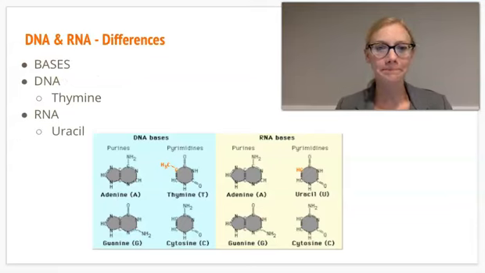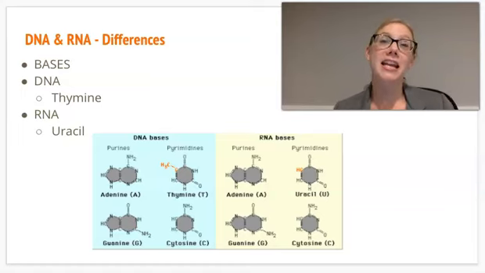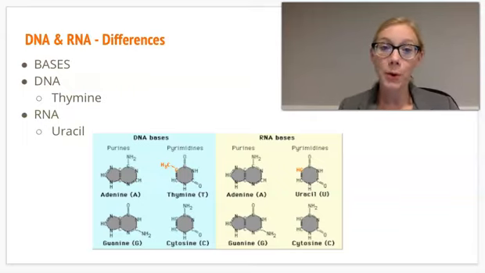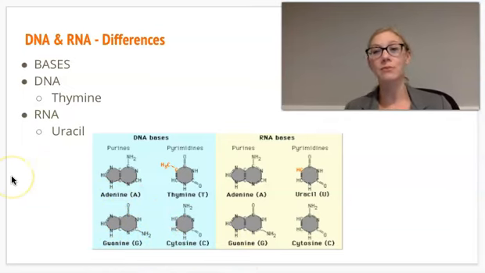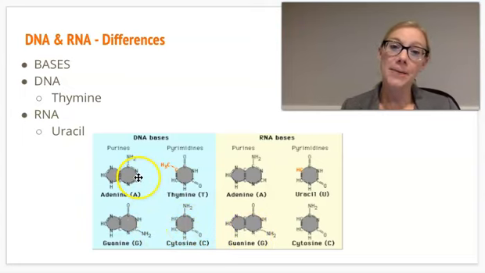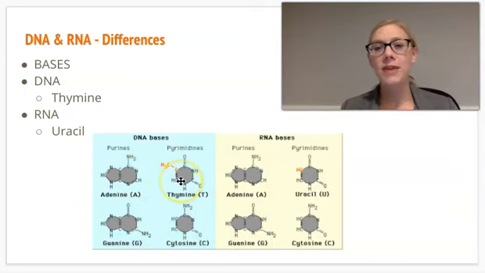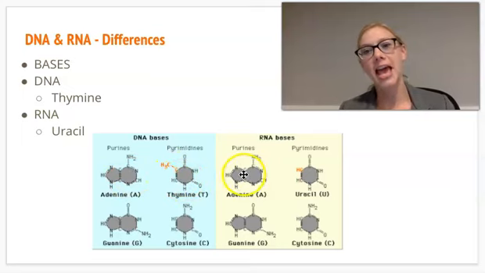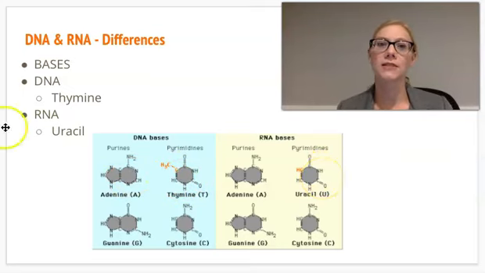So the bases in DNA and RNA are mostly the same except for one difference. DNA is going to have the nitrogen base thymine, and RNA is going to have the nitrogen base uracil. They both have adenine, they both have guanine, and they both have cytosine. So most of the time those bases match up the same. Guanine and cytosine will always match up in DNA and RNA. But in DNA, adenine and thymine will match up, but if you have RNA, adenine will match with uracil. So those are the differences in the bases.